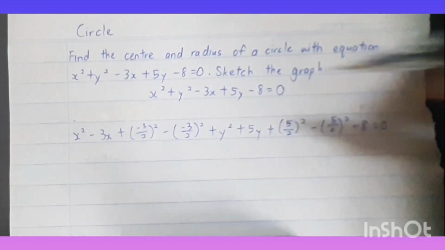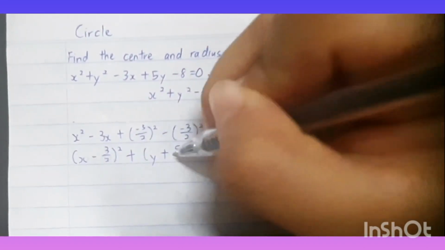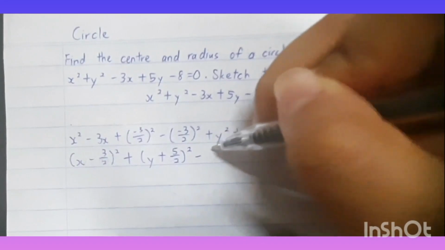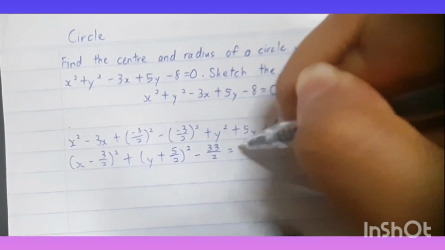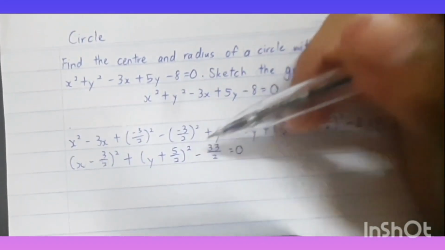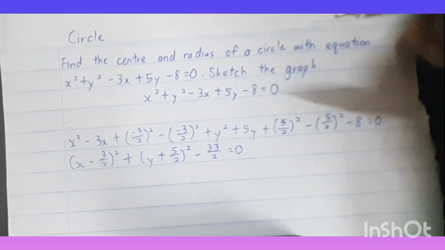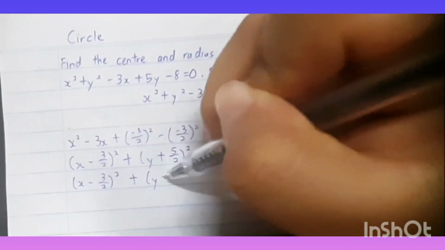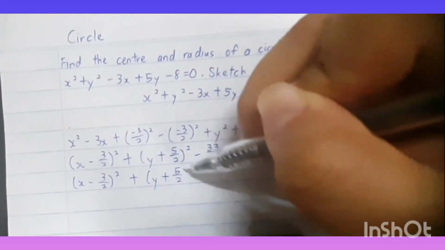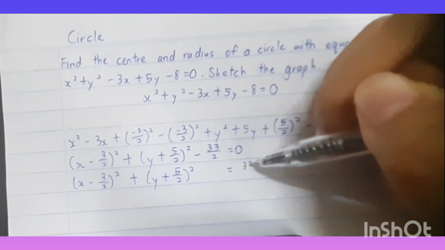Then we need to do completing the square, which is (x minus 3 over 2) squared plus (y plus 5 over 2) squared minus 33 over 2 equals 0. Then we move 33 over 2 to the right hand side, which is (x minus 3 over 2) squared plus (y plus 5 over 2) squared equals 33 over 2.